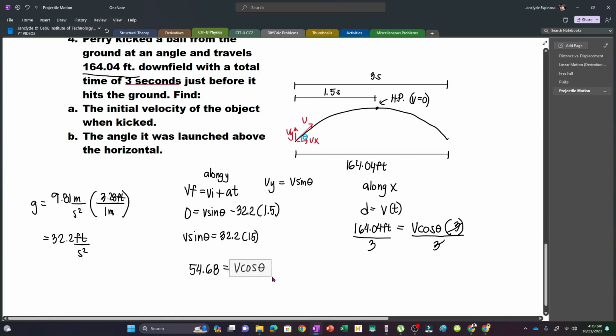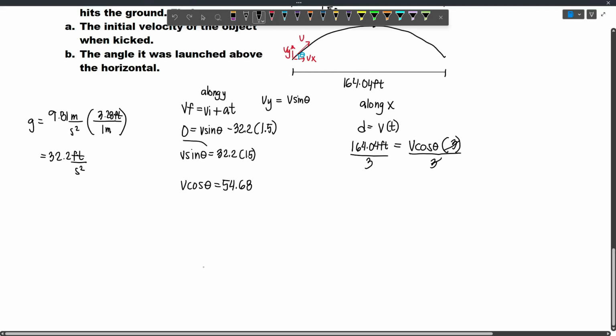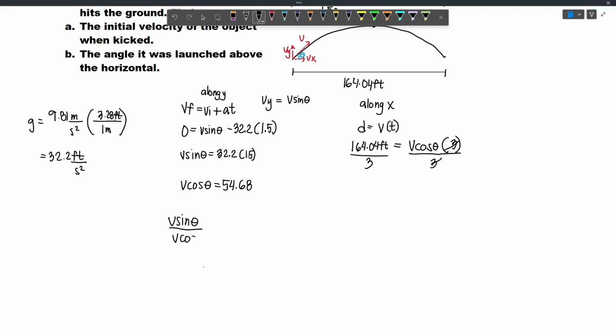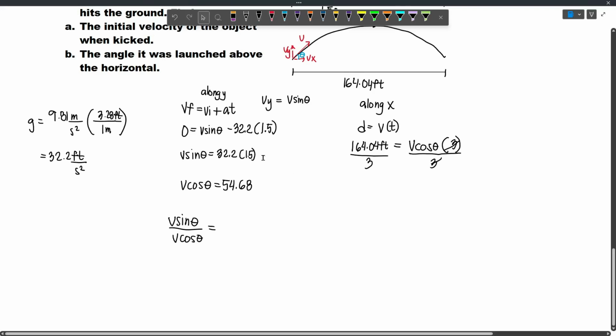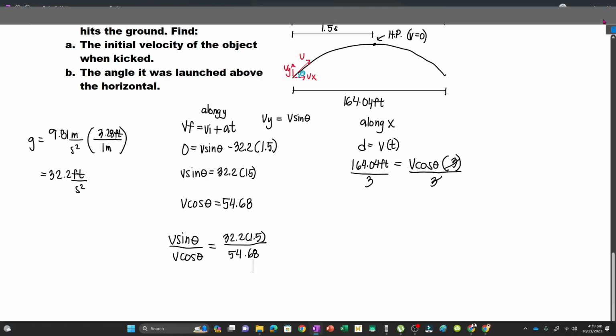Now, I will move the V cos theta to the right. To simplify our solution, we can divide the terms on the left by the terms on the right. So V sin theta over V cos theta is equal to 32.2 times 1.5 divided by 54.68. And so, what is that value?